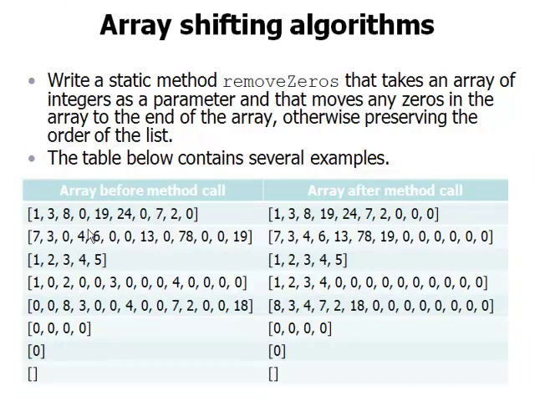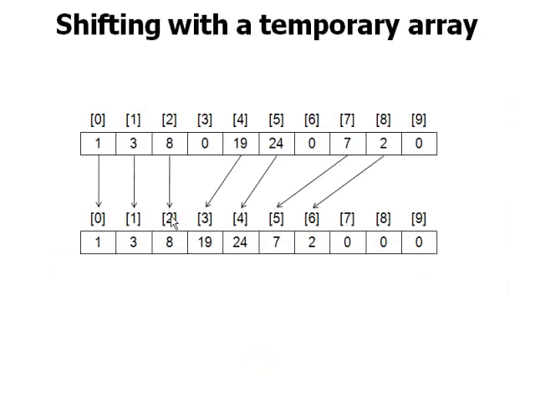And how do we do it then? Well, think about this case. This array has 10 values in it. 7 of them are non-zero. So 7 of these values would have to be copied into our temporary array. Here's a picture of what that would look like. Those 7 non-zero values have to be copied into our temporary array.